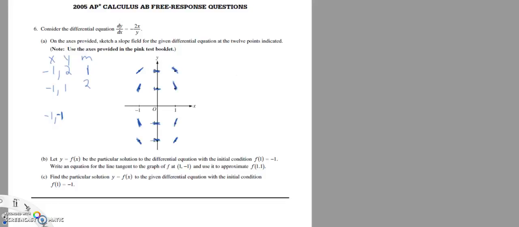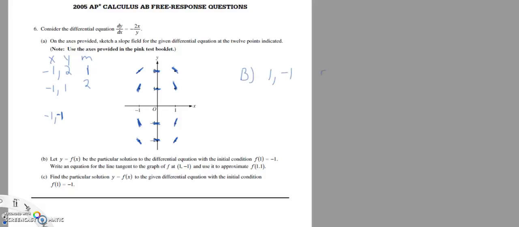Okay, the next part of the question, part B, says: let y equal f of x be the particular solution to the differential equation with the initial condition 1 comma negative 1. Write an equation for the line tangent to the graph of f at 1 comma negative 1 and use it to approximate f of 1.1. Okay, so two things that you need. You need a point and a slope. You have the point. The point is 1 comma negative 1.